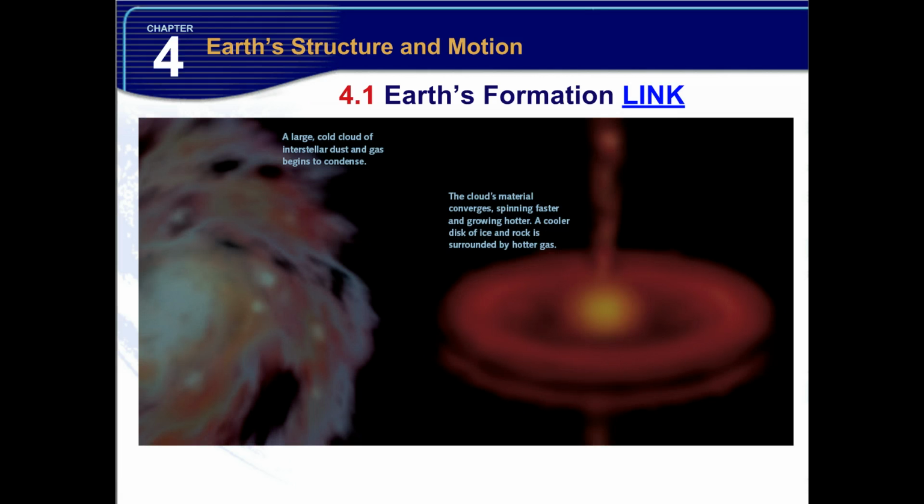Now, Earth's formation. There are several different theories out there, but one theory is the nebular hypothesis. That's the planetary nebula that Earth is formed out of. This begins with a large cold cloud of interstellar dust and gas that begins to condense. The cloud's material converges, they start colliding with each other, it gets faster, it grows hotter, there's more energy, and then a cool disk of ice and rock is surrounded by hotter gas.